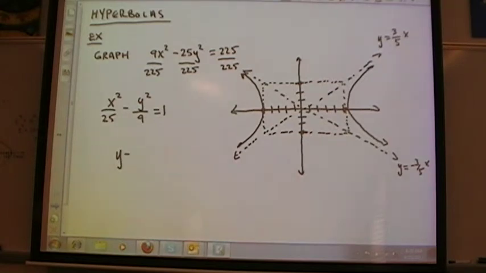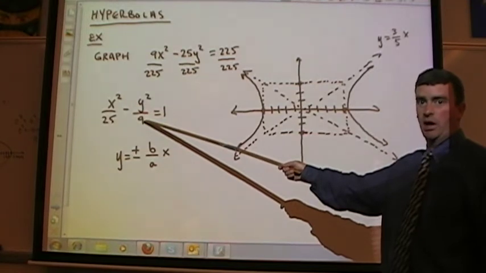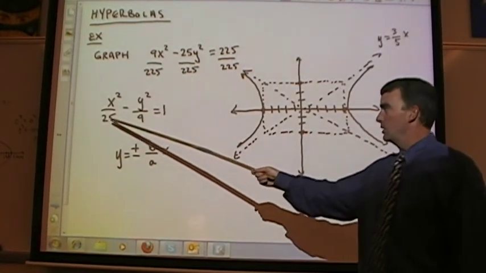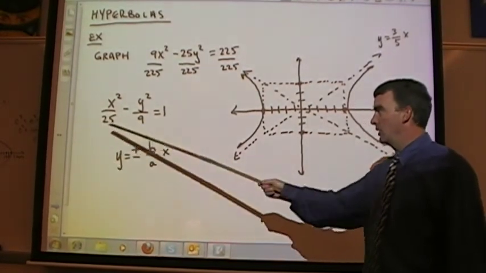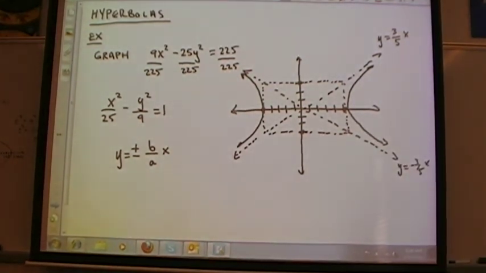They're always y equals plus or minus b over a. What is your b value? 9. Oh, b over a. 9 is b squared. Right. So b is, in this case, 9? Square root of 9 is 3. Square root of 25 is your a value, which is 5. Oh, because it's x squared over a squared minus y squared over b squared? Correct. Alright.